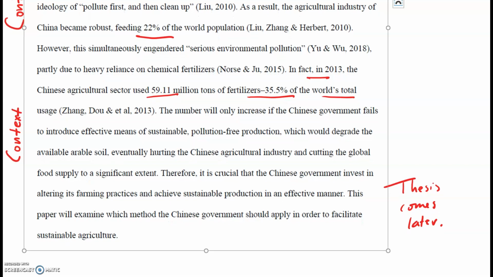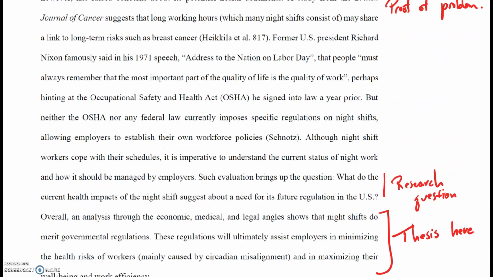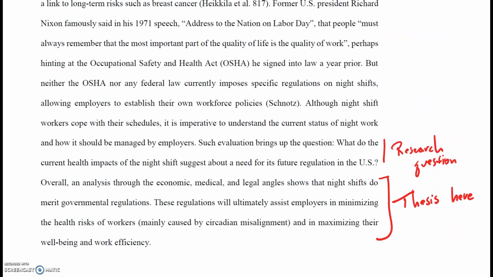It comes a little bit later on in the paper. Now notice that this one's more characteristic. The thesis comes down here at the bottom of the first paragraph, the introduction for the whole thing. One thing else I noticed is that a lot of these high-scoring essays do include the research question in the introduction somewhere. So you can see this one.